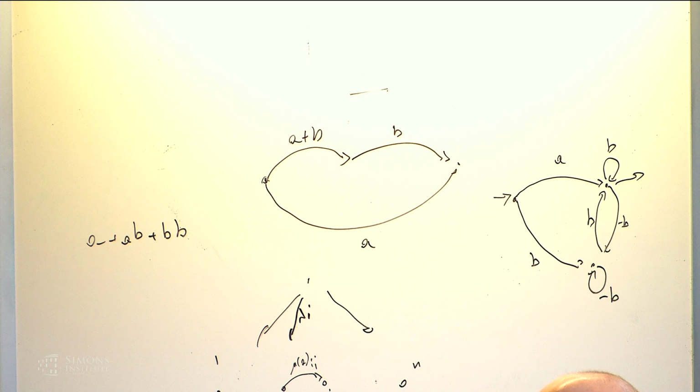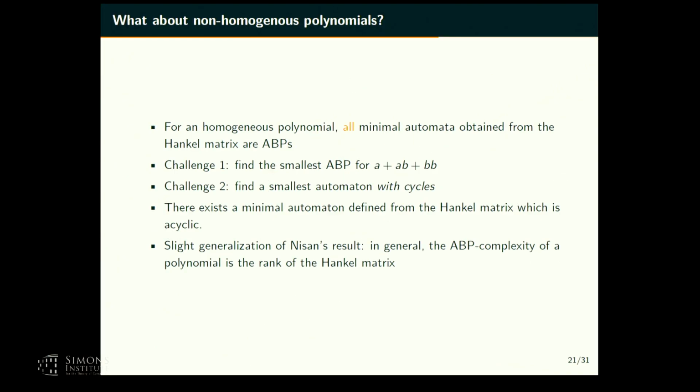So, can we always have one that is really an ABP? Well, yes, okay. So this is something that actually you can do. It's not very, very hard to see. There exists a minimal automaton defined from the matrix, which is acyclic, and then it means you get a slight generalization of distance result. In general, the ABP complexity of a polynomial is the rank of the Henkel matrix, whether it be homogeneous or not.